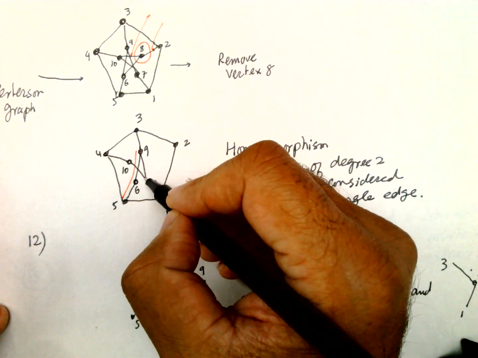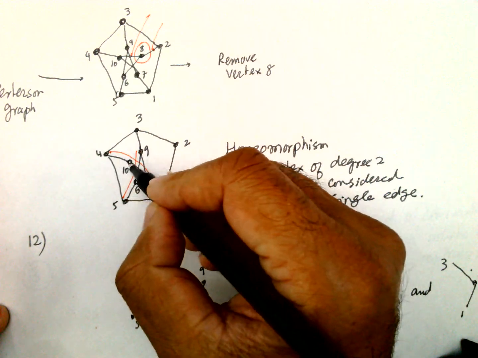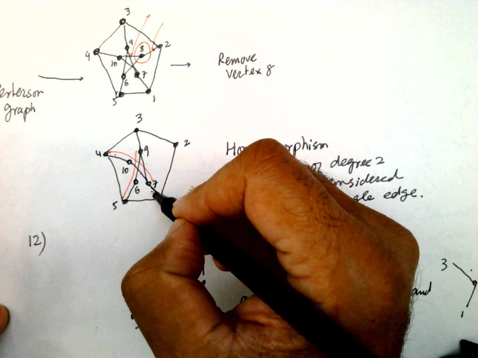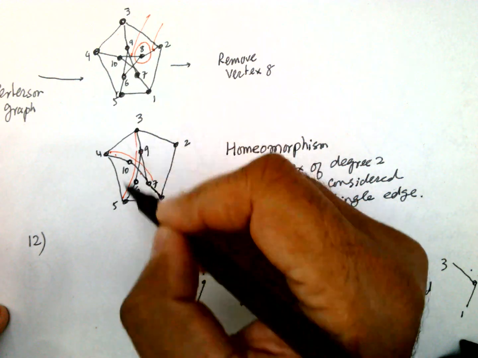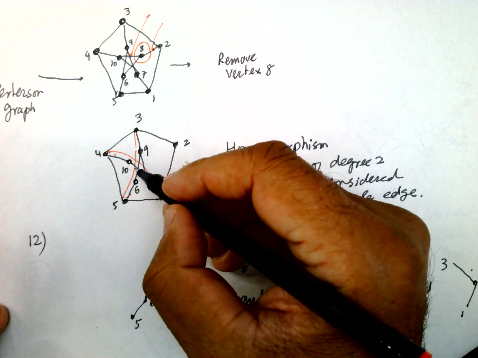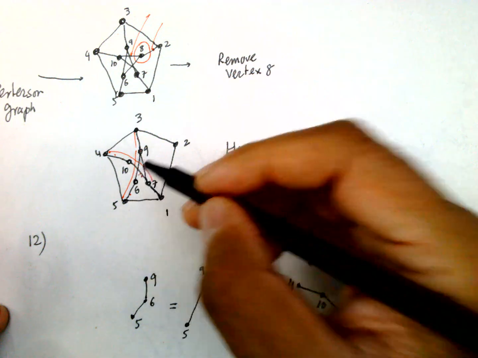So this is a three edges, one, two, three. We can smooth this into two edges. We can smooth this into two edges. So one, two, three. Or this is two edges. We can smooth this into one edge.